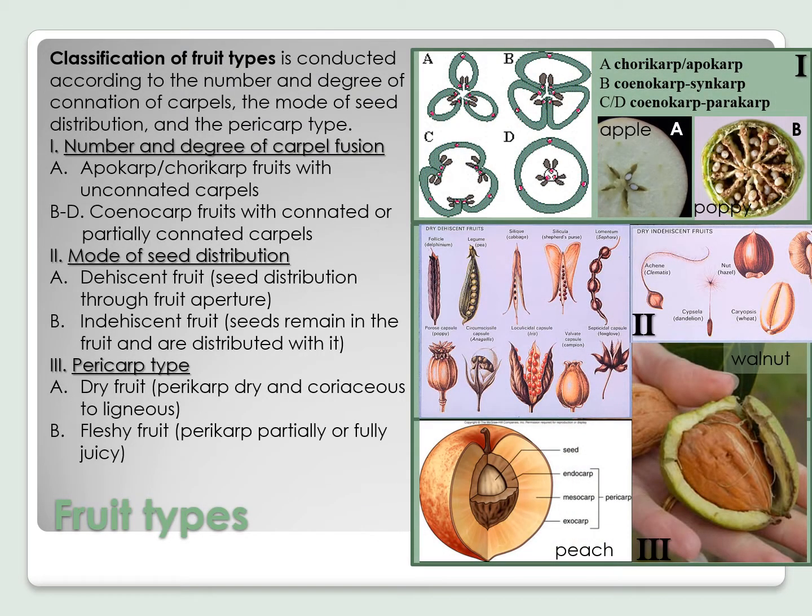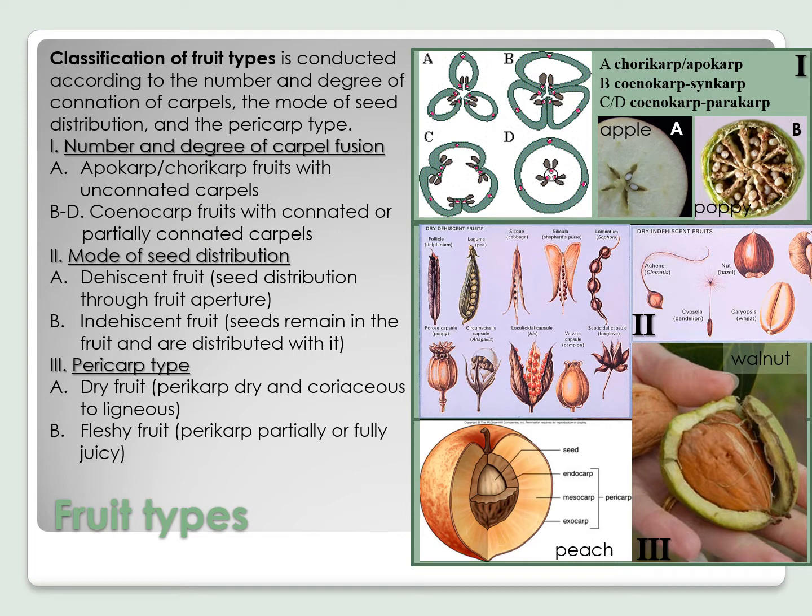There are three main classifications of fruit types according to the number and degree of conation of carpels, the mode of seed distribution, and the pericarp type. The first classification is according to the number of carpels and their degree of fusion. Two to four fruit types are differentiated: the apocarp or corycarp fruits with unconated carpels, visible in figure A, and 3 different varieties of cynocarp fruits with conated or partially conated carpels, visible in figures B to D.